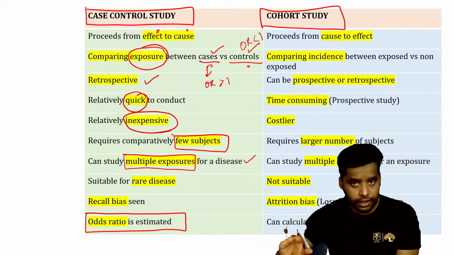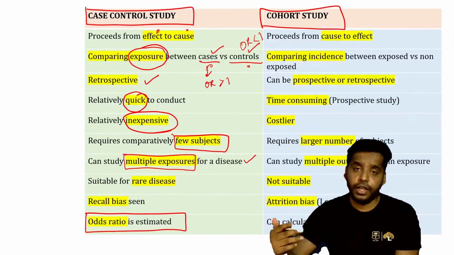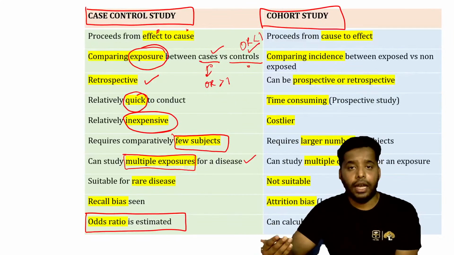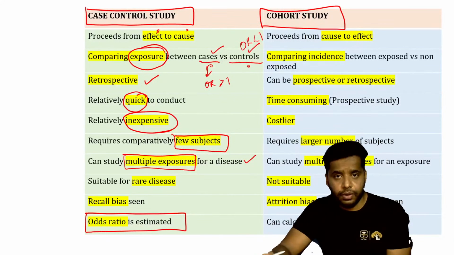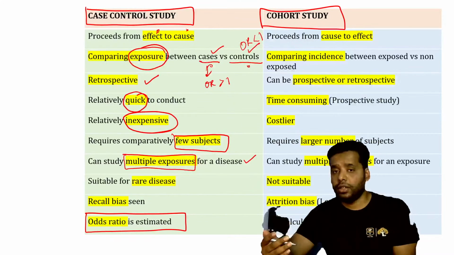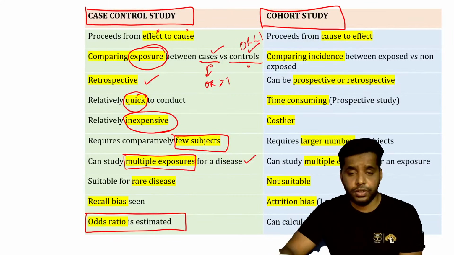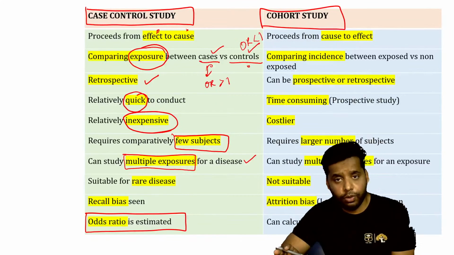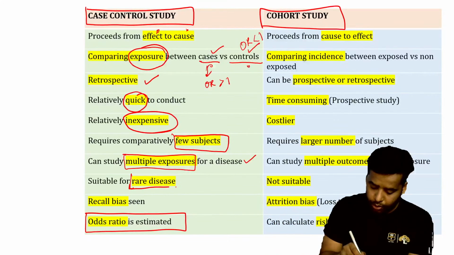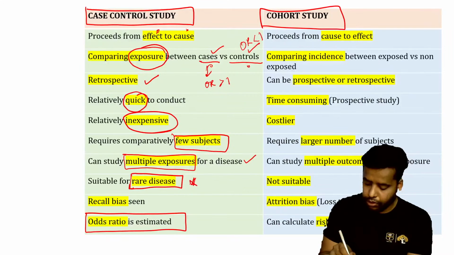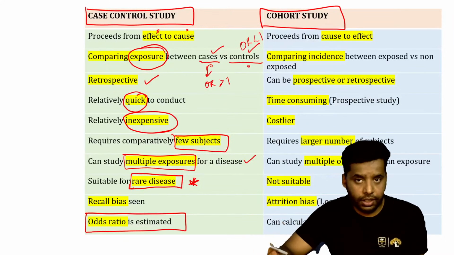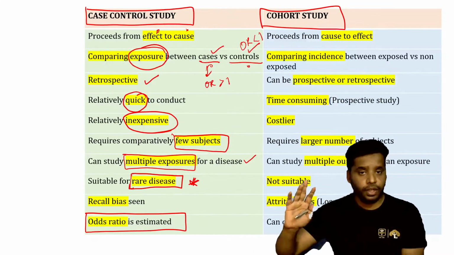You are studying lung cancer disease. You can ask so many exposures: exposure to smoking, asbestos, beryllium. These things, multiple exposures can be studied because the study pattern is retrospective. Since you are asking the exposure pattern, you can ask multiple exposures in case control study. And rare disease, don't do cohort study. If I want to know the association of rare diseases, never ever commit to cohort study. Cohort study will take time, money from you.